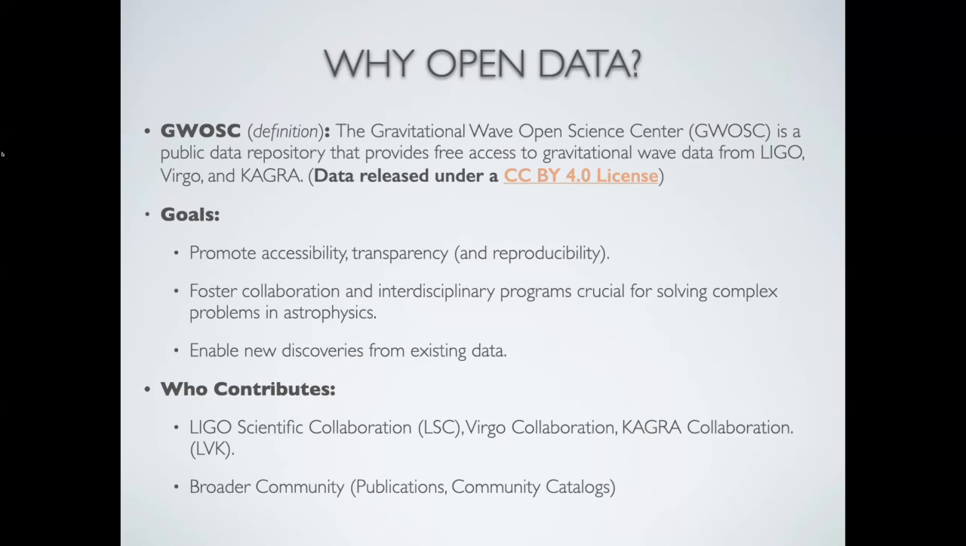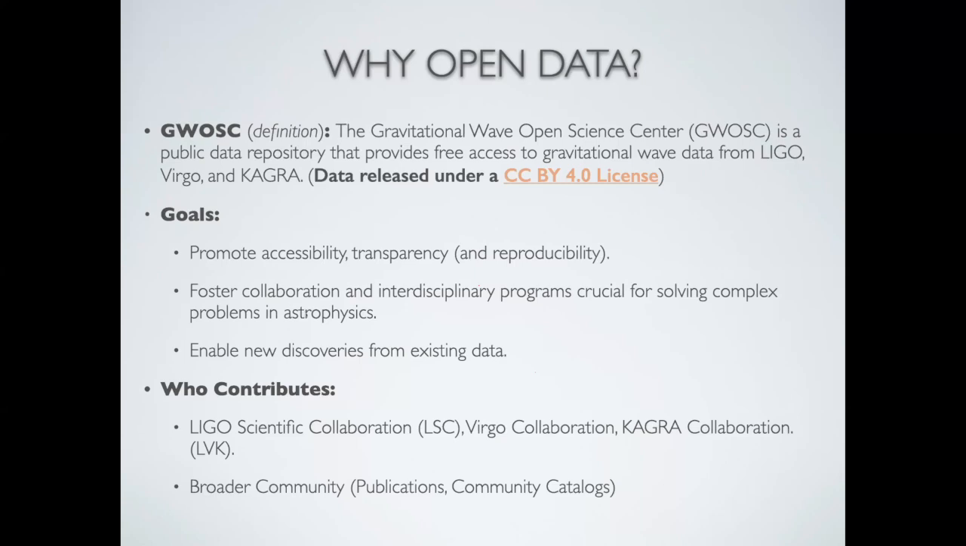And obviously, if we have this significant of a project, we need to have goals for a project like that. And some of the key goals that we have in place are to promote accessibility, transparency, and reproducibility of results. Make sure that the science that we do is good science. It also fosters collaboration and interdisciplinary programs. Jamie gave a great example of that for the multi-messenger binary neutron star signal. And I do recommend people go and read that paper. But we also want to enable new discoveries from existing data. And I'll talk a little bit about that in a little while.